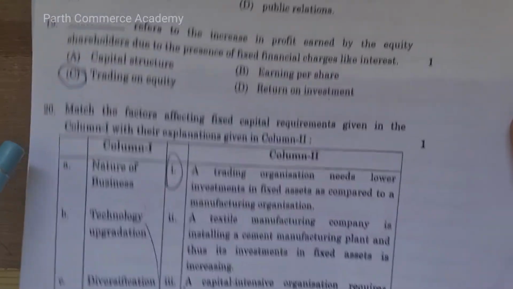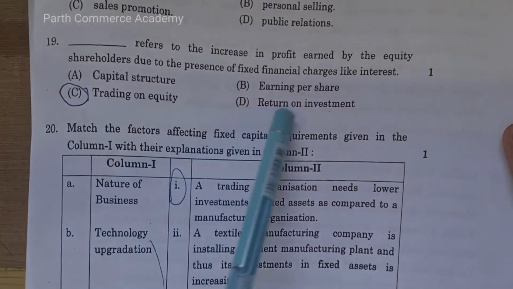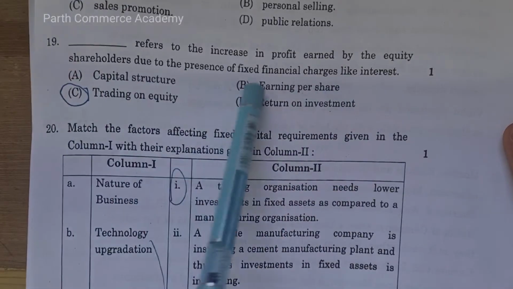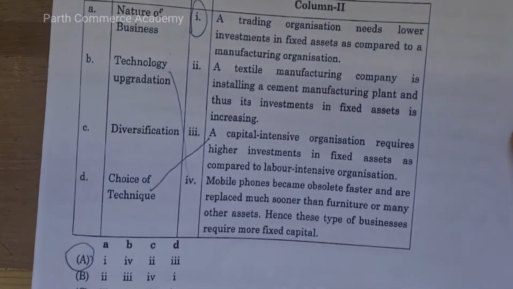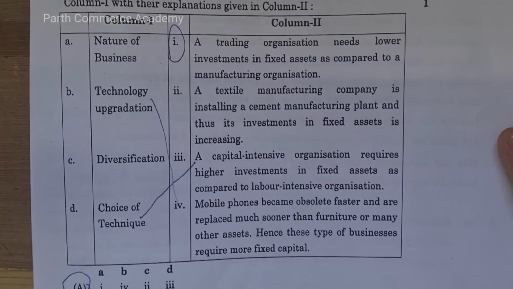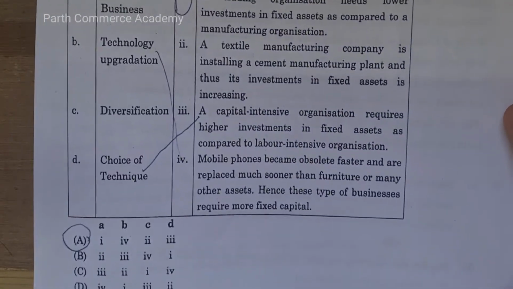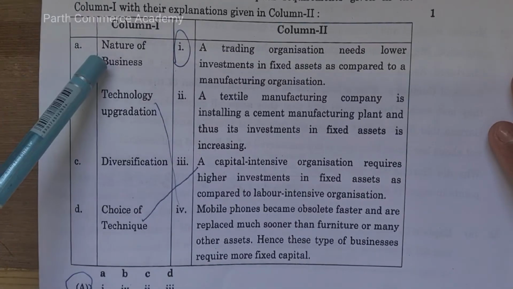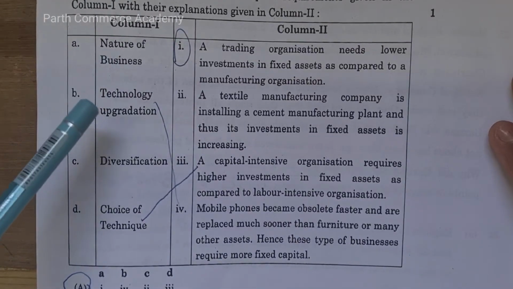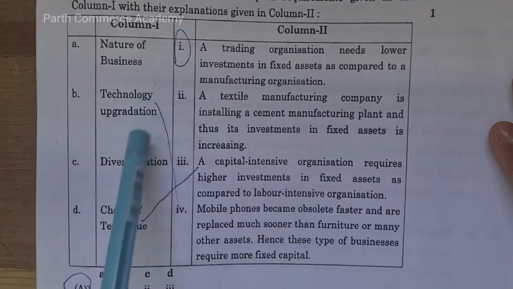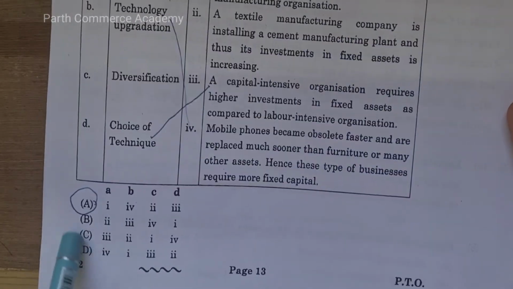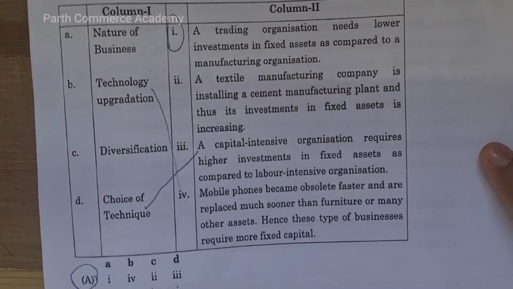In question number 19, we can see dash refers to the increase of profit of equity shareholders due to the presence of fixed financial charges, that is trading on equity. Next is match the following. Here we can see the answers are there. Here nature of business, technology upgradation. So A is related with A only, and the other functions are like this. So option A is the correct answer here.